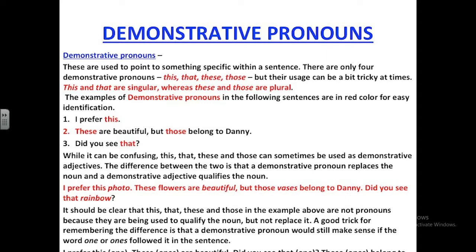A good trick to remember the difference is that a demonstrative pronoun would still make sense if the word one or ones followed it in the sentence.